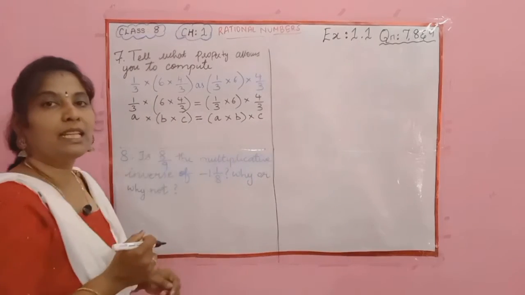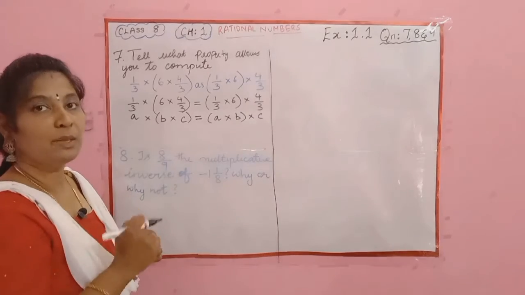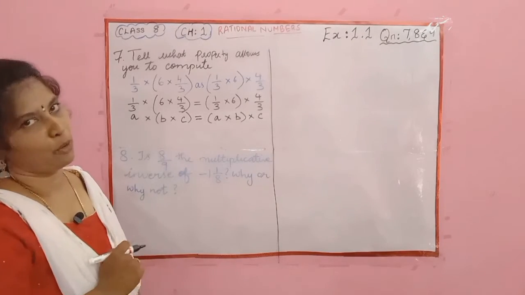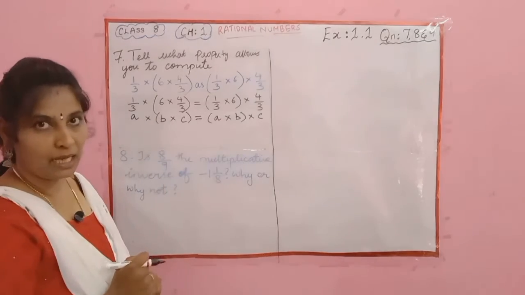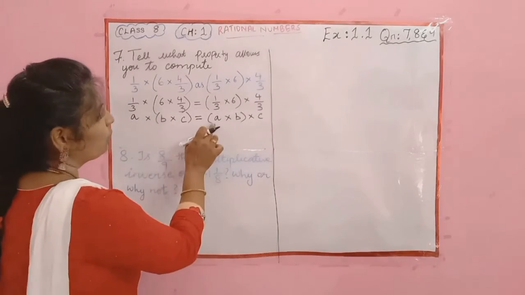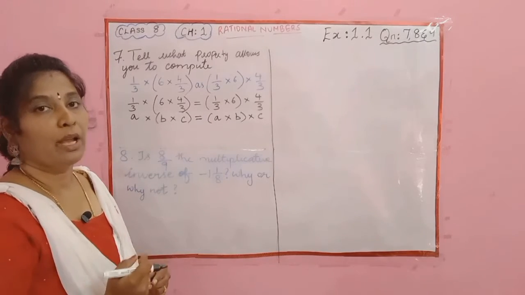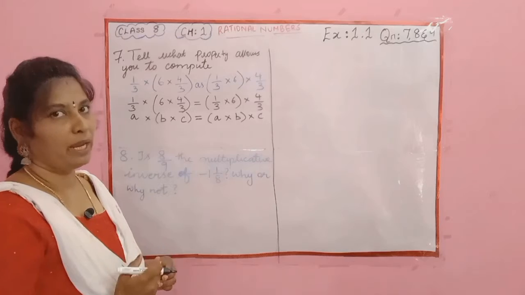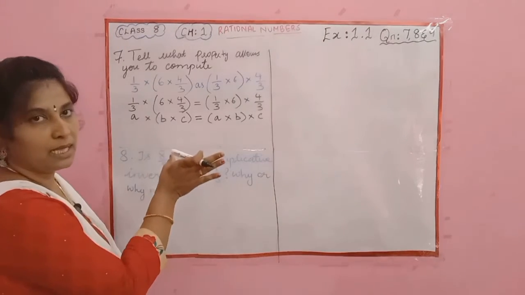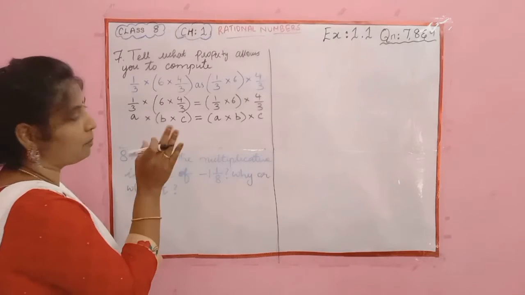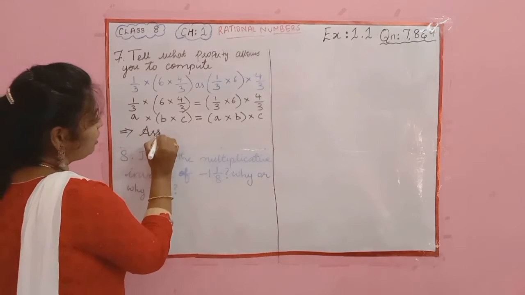Now do you remember what property this is? What property is this? This property is associative property. So A multiplied by B multiplied by C is equal to A multiplied by B multiplied by C. Why? Because associative property is obeyed by multiplication. In the property name question, you have to just name the property. So the name of this property is associative property.